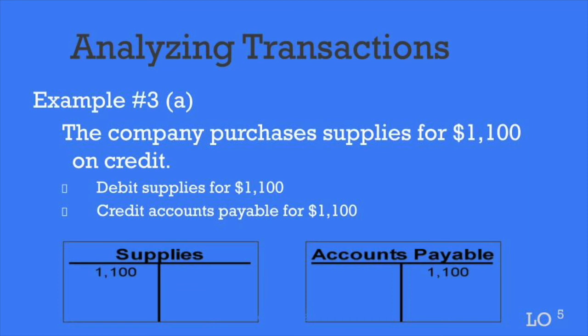So supplies and accounts payable would be the accounts affected. We would see supplies increase by $1,100, and we would see accounts payable increase by $1,100. Supplies is an asset account. An increase in an asset is a debit. Accounts payable is a liabilities account. An increase in a liability is a credit. So we would put it in our T accounts as supplies debit for $1,100 and accounts payable credit for $1,100.